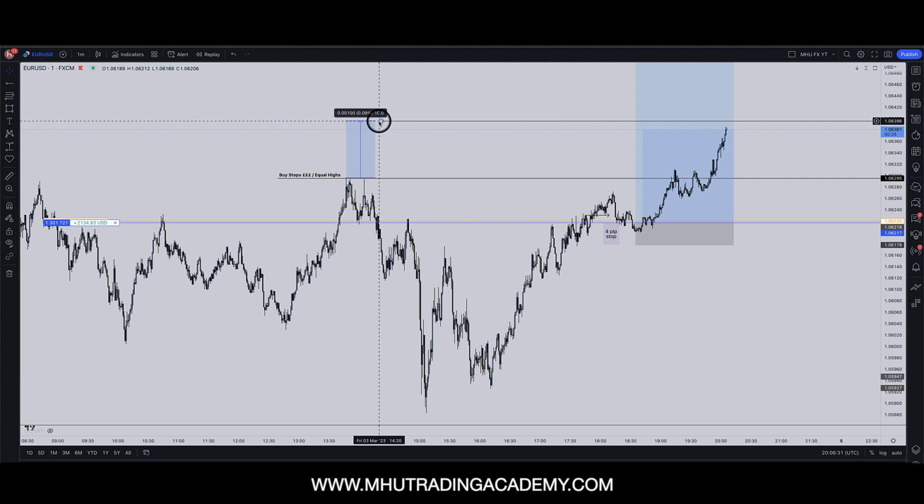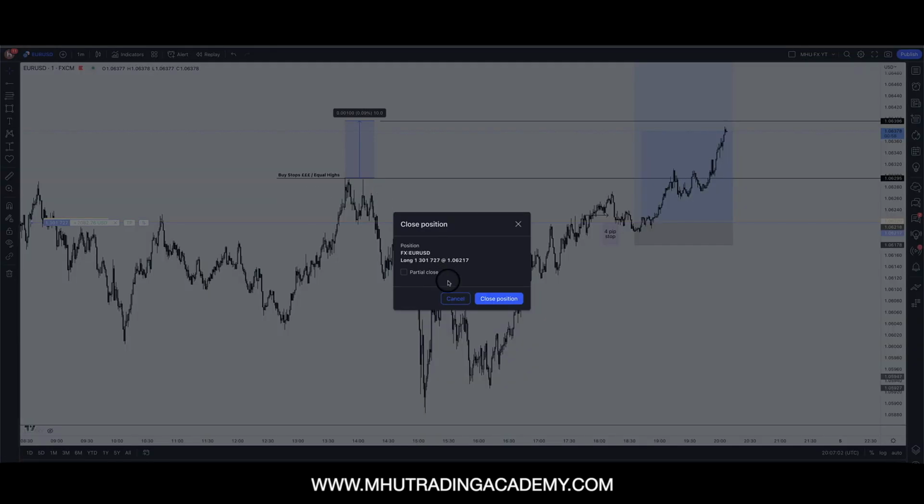So I'm just waiting for price to get to that 10 pip range above this high. It is currently, how many pips away? It's probably about 2 pips away right now. It is Friday and we are going late into the session, so I'm going to go ahead and close this off now, and that's my trading done.